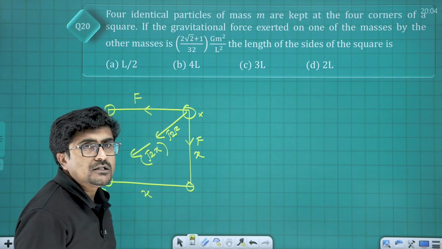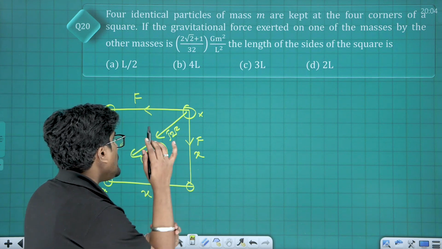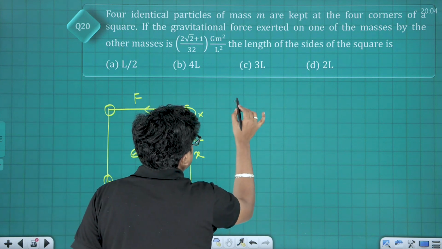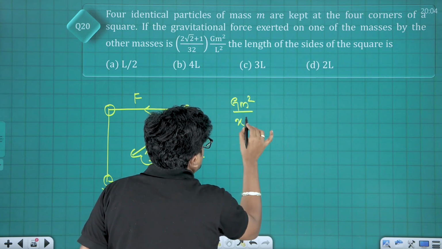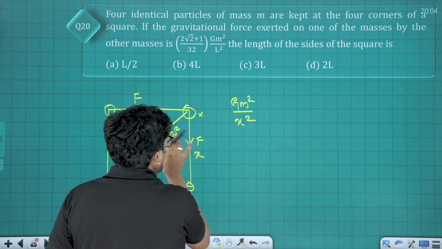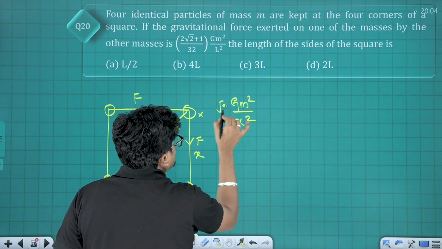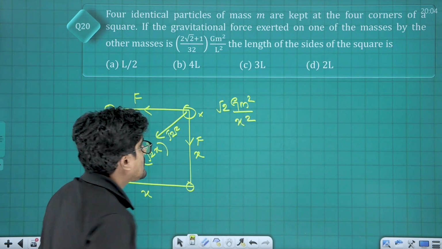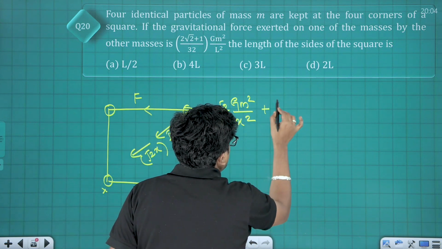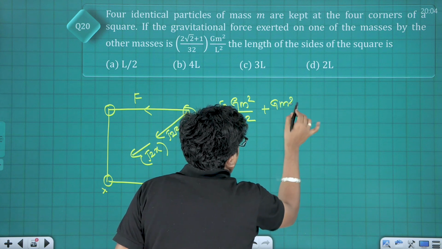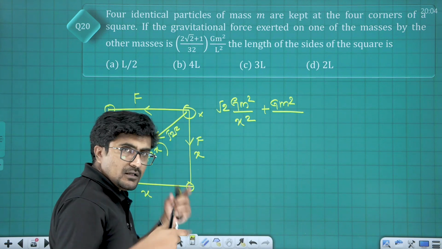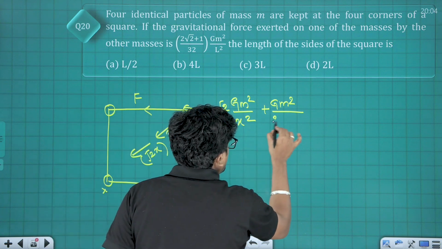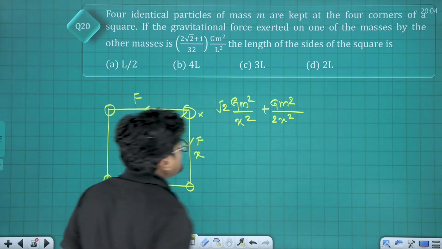Now let me take the value of F first. There it is going to be G into m square by x square, and root 2 F is going to be this plus G into m square upon, here the distance of separation is root 2 x, square of that is going to be 2 times x square.